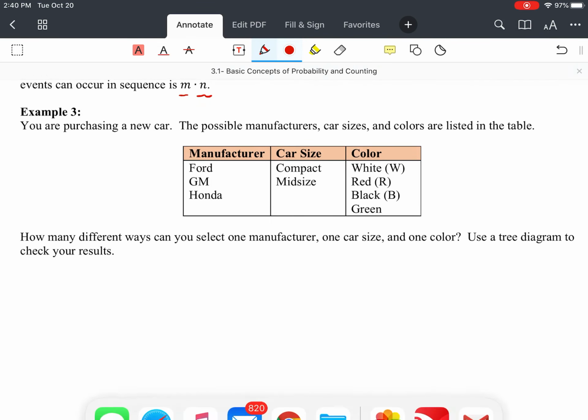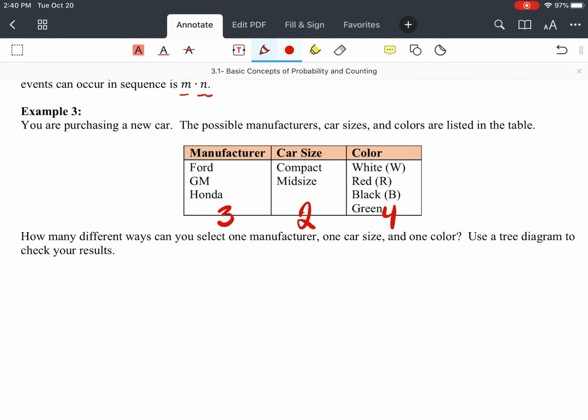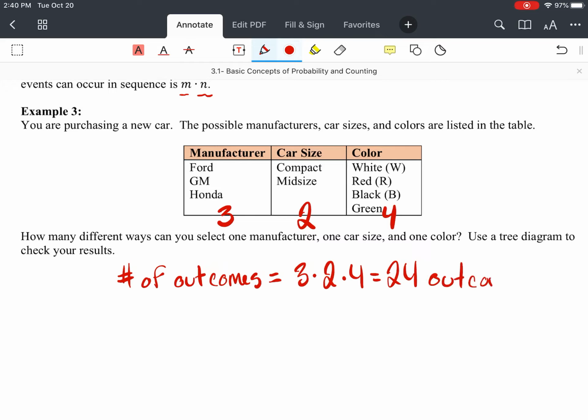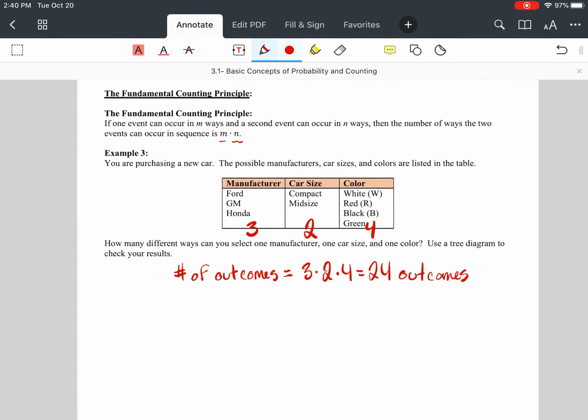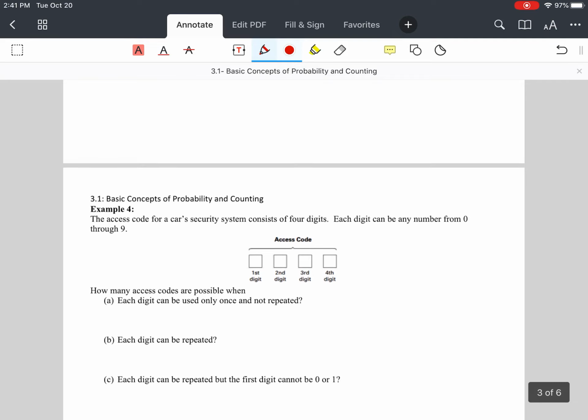All right, so let's go ahead and look. To choose the manufacturer, we have 3 possibilities. The car size, we have 2 possibilities. And the color, we have 4 possibilities. Okay, and in order to find the total number of outcomes, we can simply take each of those choices and multiply them. So the total number of outcomes is equal to 3 times 2 times 4, which is 24. So we have 24 possible outcomes, or possible vehicles that we could choose from. Okay, so that is the fundamental counting principle.